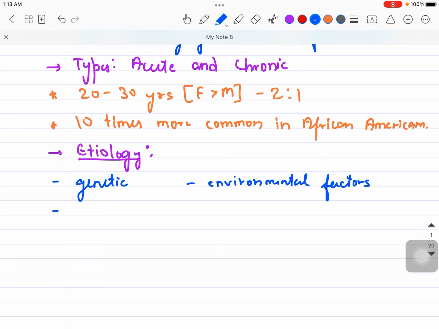Some of the infectious agents can be there. For example, mycobacteria can be the major concern, the major risk factor.